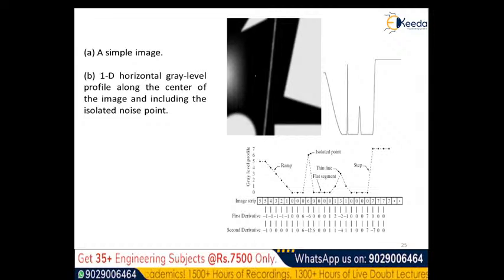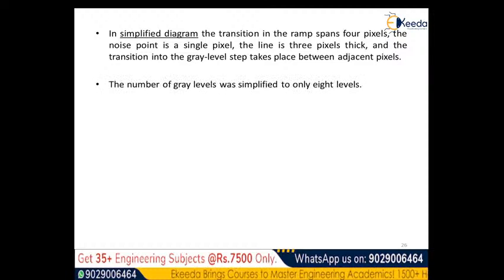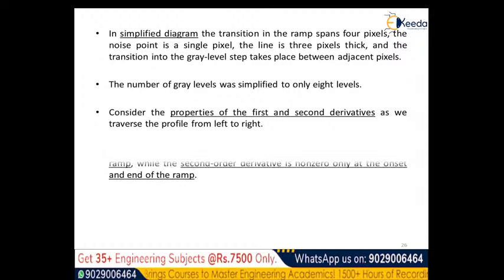And when we have the profile simplified here, the points are joined by dashed lines to simplify the interpretation. At the bottom, in part C, you can see the first derivatives computed and the second derivatives computed corresponding to the pixel intensities in the image strip, arranged in this graphical plot on the vertical axis as well. Now the description for this particular example can be understood with these particular points here. This is of course for the sharpening purpose here.